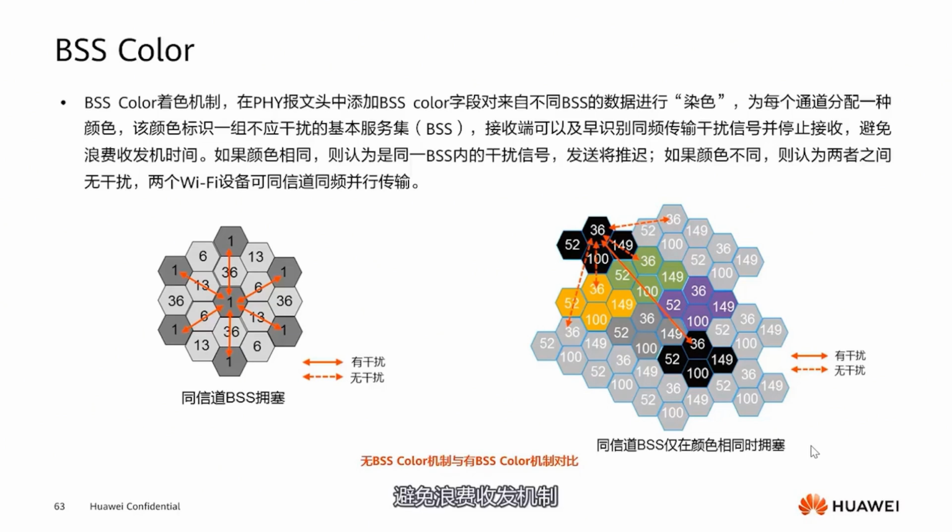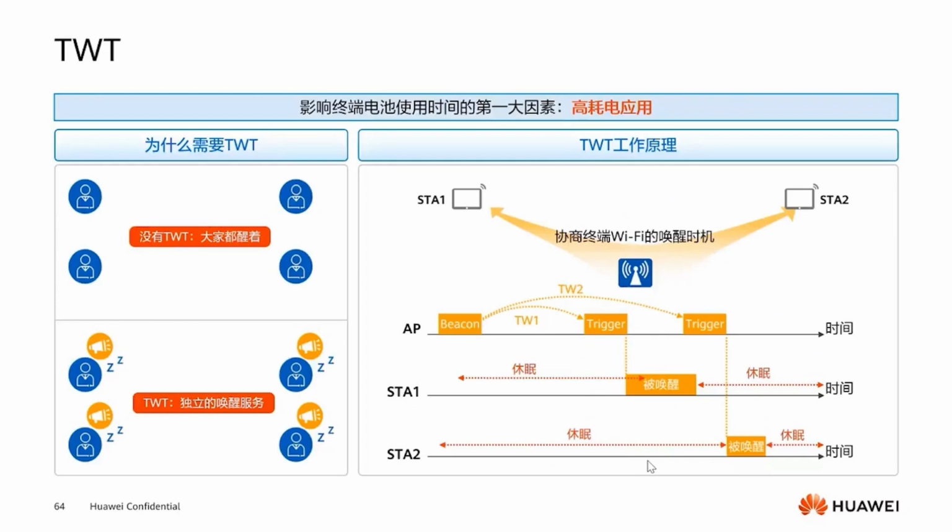If the colors are the same, it's considered interference within the same BSS, and transmission will be deferred. If the colors differ, they are considered interference-free, and 2 Wi-Fi devices can transmit in parallel on the same channel and frequency. The last one is TWT, target wake time, the previously mentioned power-saving mechanism.